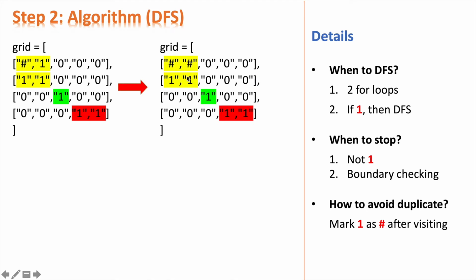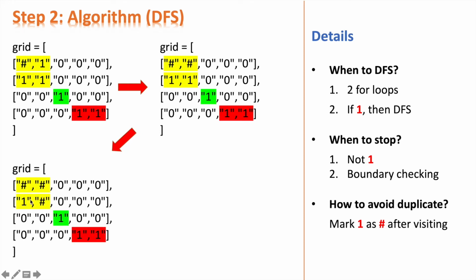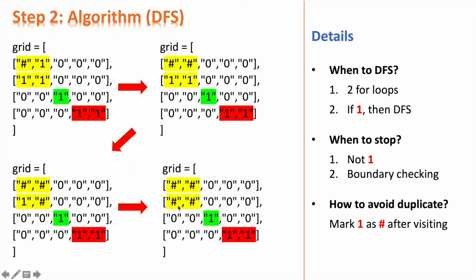Come to the third one. The top, right, and bottom are not equal to 1, so we can only go to the left. And we mark the third one as a point sign. Finally, come to this one. The top, right, left, and bottom are not equal to 1, so there is no way to go. This is the last one. We also mark it as a point sign.